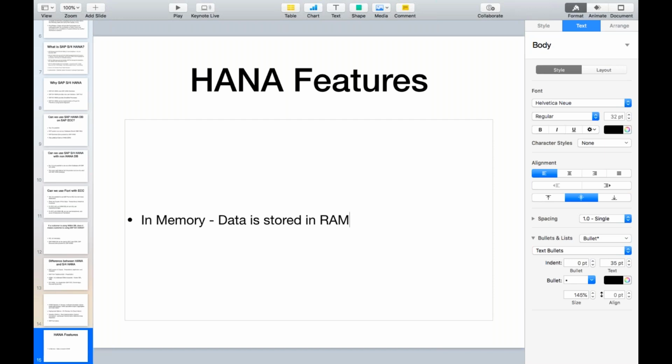If I ask you the simple question, what is the difference between RAM and hard disk? Forget about SAP, forget about HANA. In your laptop, in your mobile, you have both kinds of memory. You have the RAM and you have the secondary storage. So what is the difference between both? The main difference is RAM is temporary memory, and the hard disk is permanent. Once you power off the computer, whatever is stored in the RAM goes away.